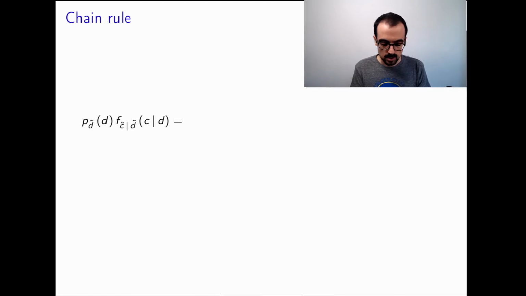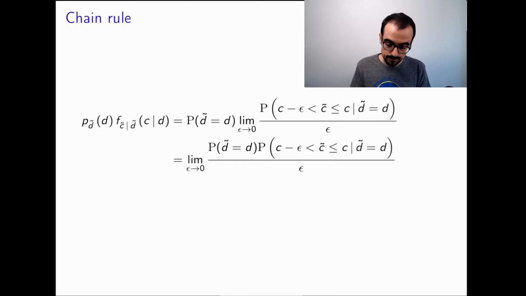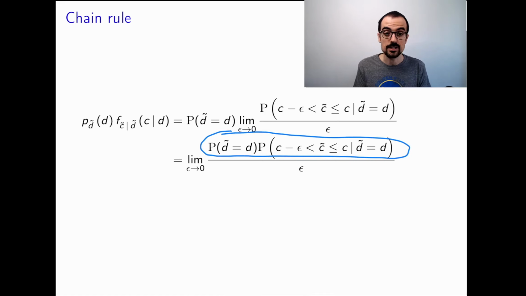So let's try. We have the marginal PMF of D times the conditional density of C given D. What is this equal to? Well, it's the probability that D is equal to d by definition of the PMF, and the conditional density, which we have already seen. It's the probability that you're in this small interval divided by the length of the interval, conditioned on the discrete random variable being equal to that value. Great. So what do we do now? We take the limit outside, and now here we have a certain probability times a conditional. So by the chain rule, this is just equal to the probability of the intersection of the events that the discrete random variable is equal to d and C is in that small interval.